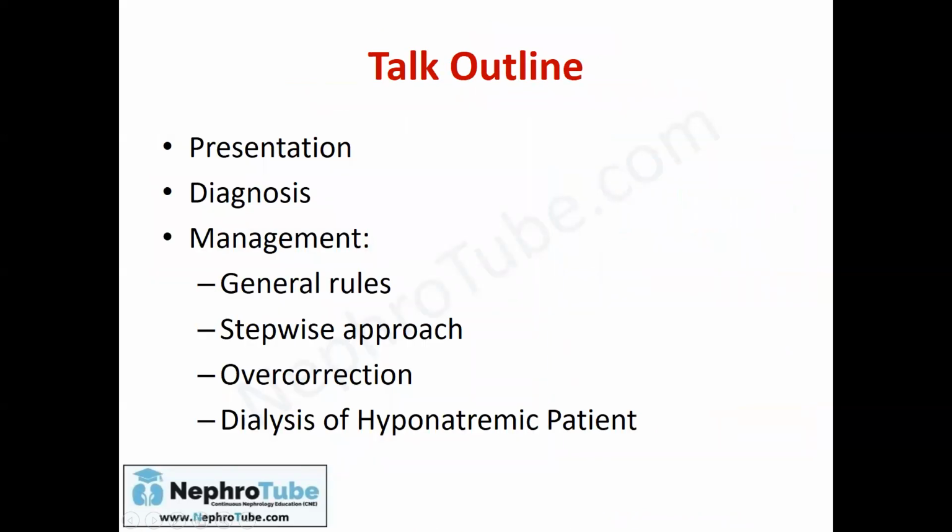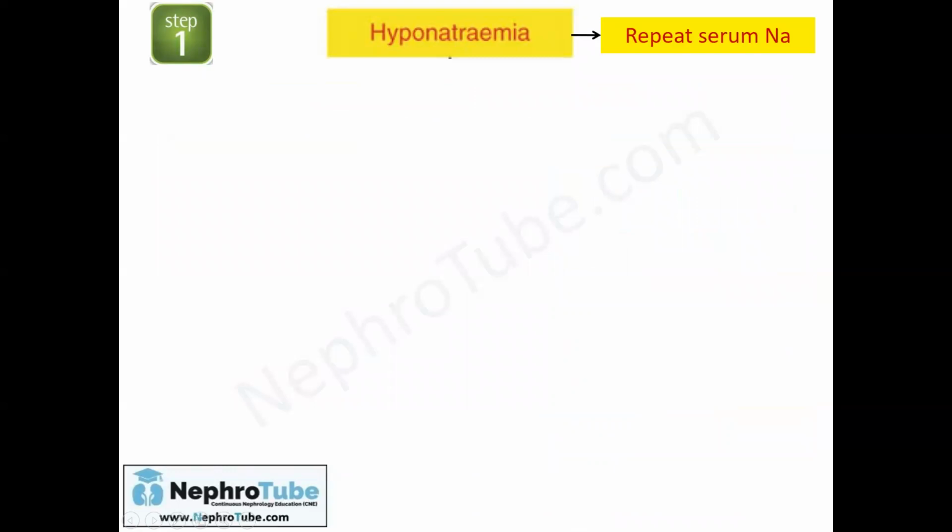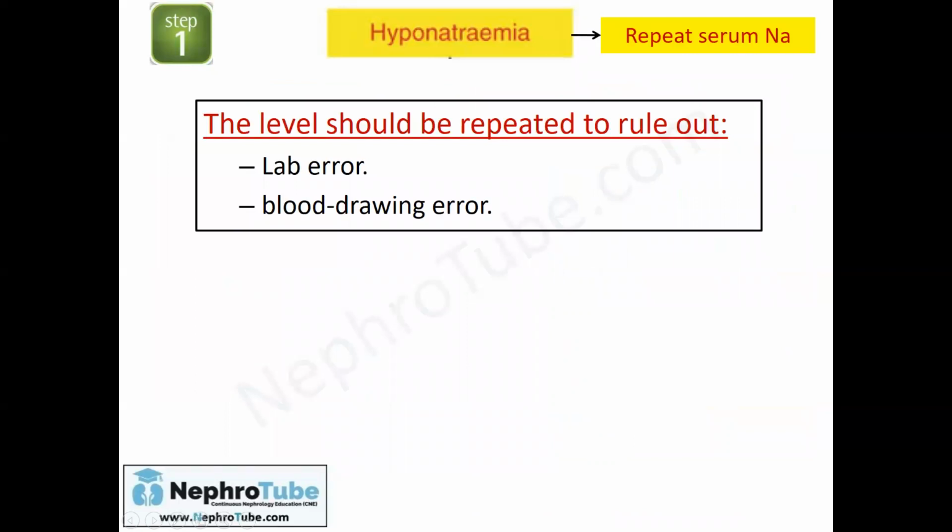So that was related to presentation. What about diagnosis, and how do we diagnose a case of hyponatremia? We'll go through 5 steps. Step 1: once the lab shows hyponatremia, you have to repeat the serum sodium because lab error is very common and blood drawing error is very common. So don't exhaust yourself going through the big approach that I will use now before being sure that the patient is truly hyponatremic.